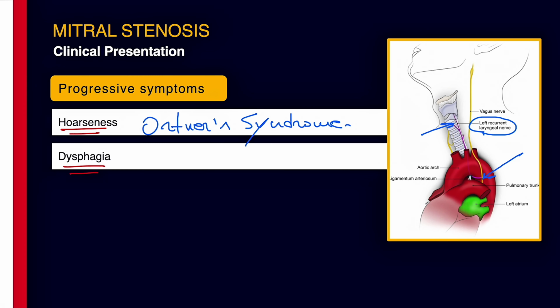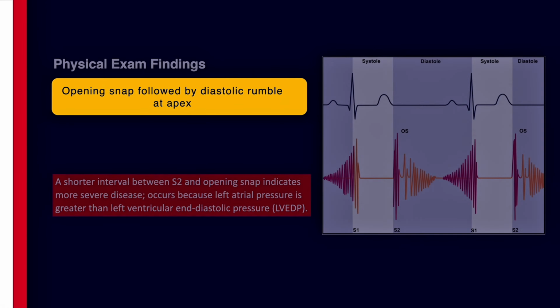The enlarged left atrium presses on the esophagus, which lies just posterior to the heart. So in late-stage mitral stenosis, patients may report trouble swallowing, especially solids. Physical exam findings in mitral stenosis, really high yield for Step 1.